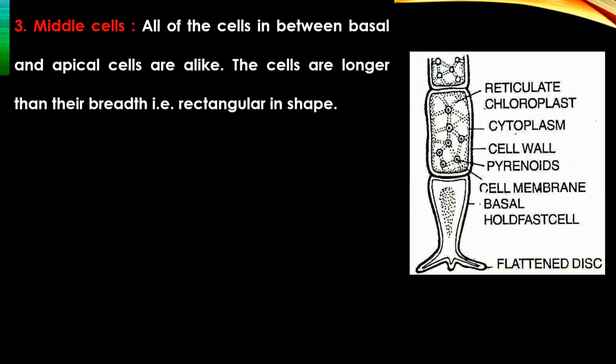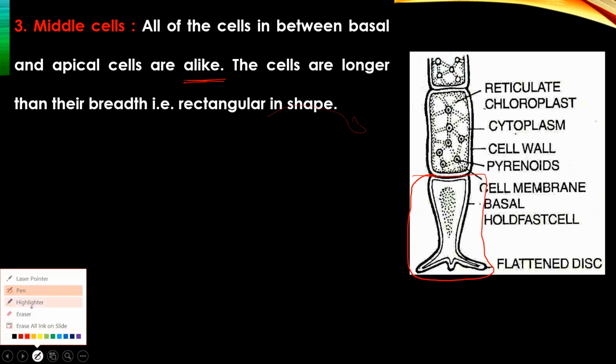See, this is how it actually looks. Look at this part. Look at this part. You will understand. Okay, now coming to the middle cells or intercalary cells. All of the cells in between the basal and the apical cells are alike. They look the same. They are also called intercalary cells, right? The cells are longer than their breadth, that is, rectangular in shape.